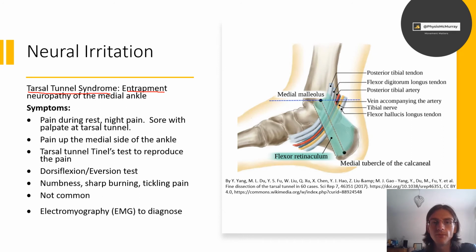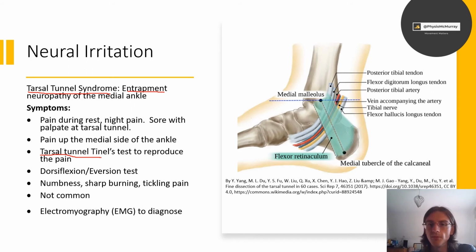What you'd feel is pain during rest and night pain. It'll be sore if you palpate this inside bit here, the medial malleolus, which is literally the big round thing at the inside of your ankle. You drop off that, and then if you prod and poke and tap this area, that will replicate the pain. Tapping that area is actually a test called the tarsal tunnel test. You tap the ankle like this, and if you get the pins and needles and numbness when you're doing that, then that's a positive sign.